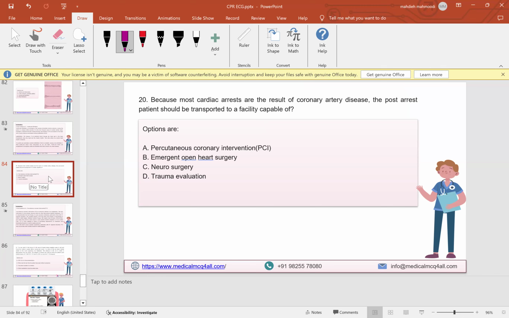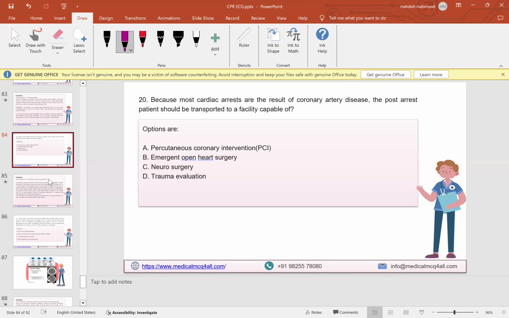Because most cardiac arrests are the result of coronary artery disease, the post-arrest patient should be transported to a facility capable of PCI, emergent open heart surgery, neurosurgery, trauma evaluation. PCI, of course.